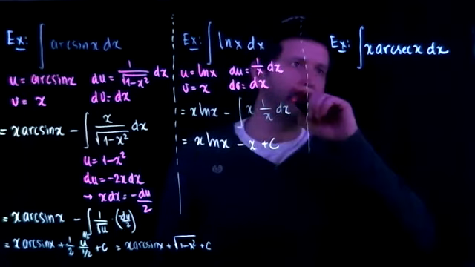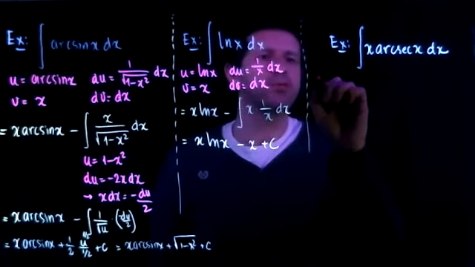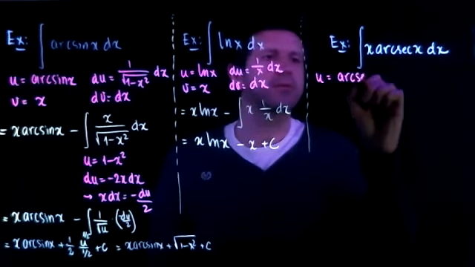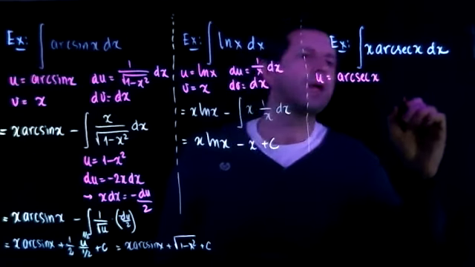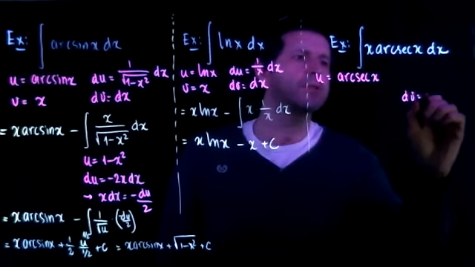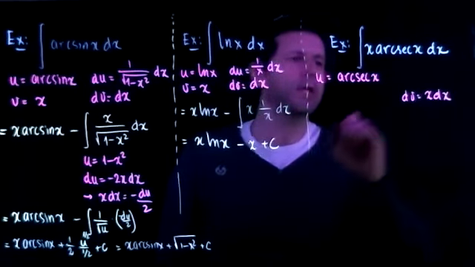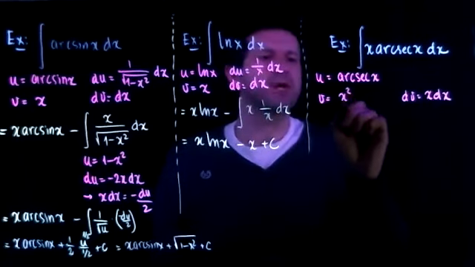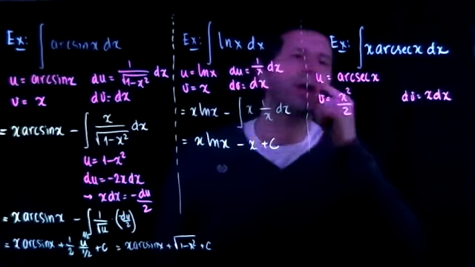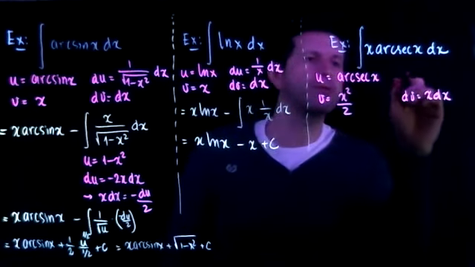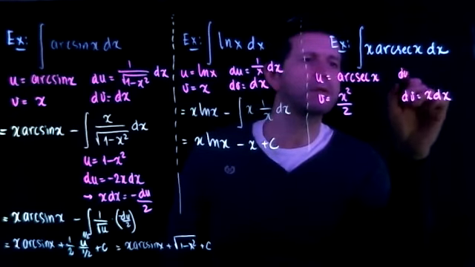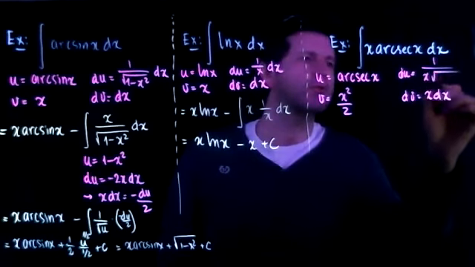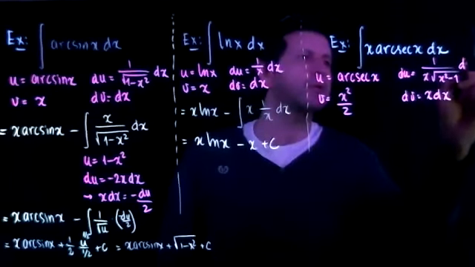Third one. So u is the arcsecant, and dv is x dx. v is x squared over 2, and the derivative of arcsecant, if you remember, is 1 over x root of x squared minus 1 dx.